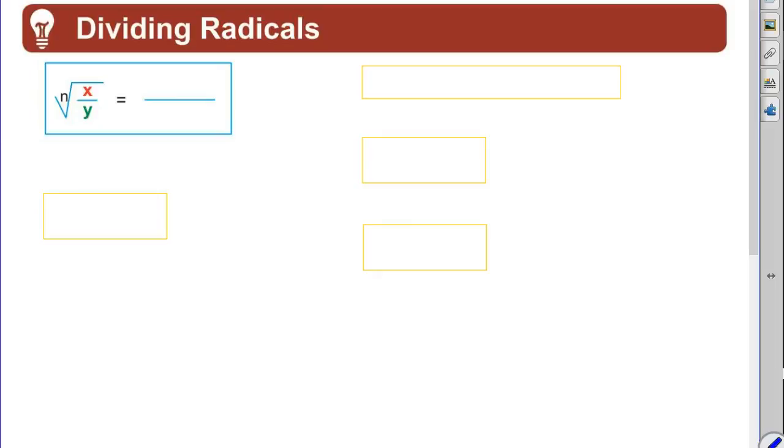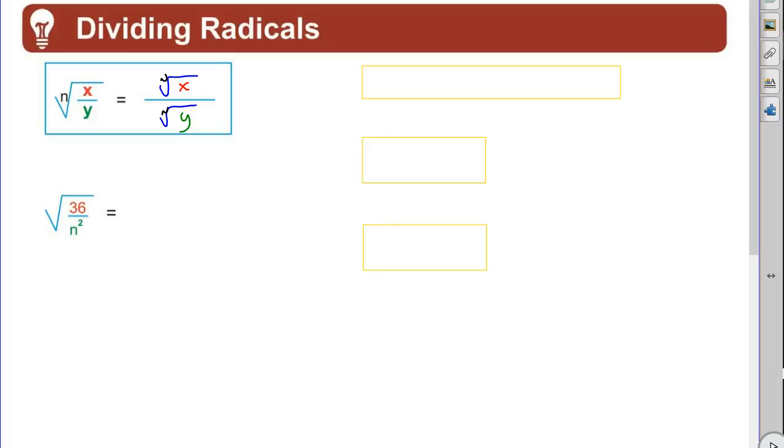Okay, Algebra 1 and quick review, dividing radicals. All right, so first off, remember what happens when you have a fraction in the radicand. So you just split it up with the nth root of the numerator, divided by the nth root of the denominator. So if it were square root, it'd be square root over square root, cube root over cube root, etc., etc.